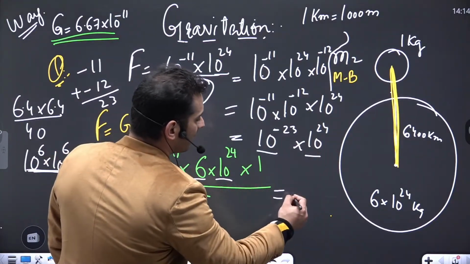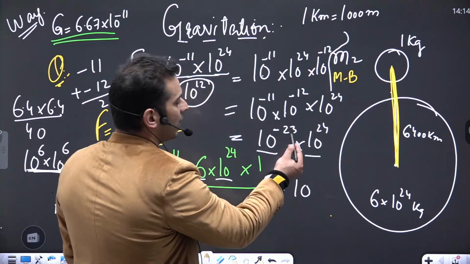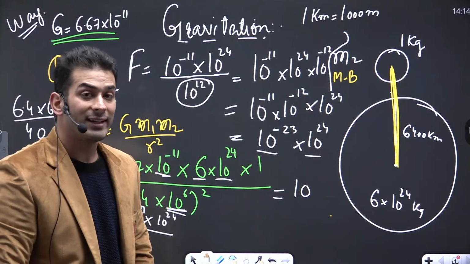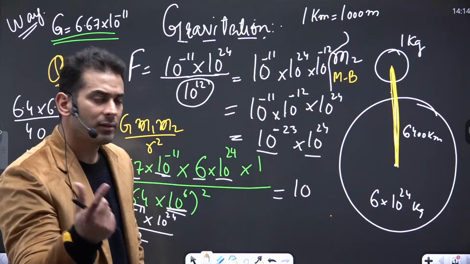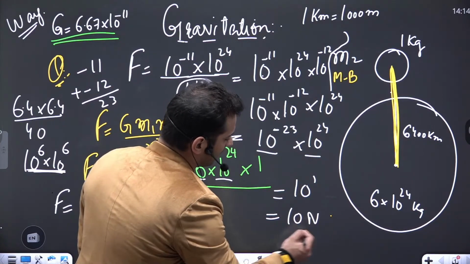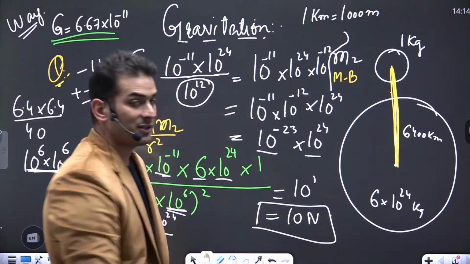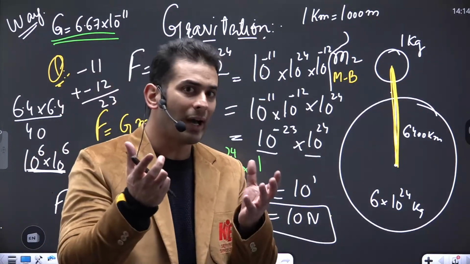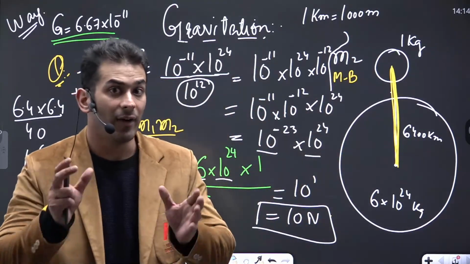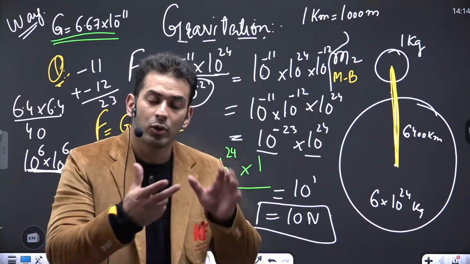These two terms will add out. This will be 10 raised power 24 plus minus 23, that will be 24 minus 23, that will be only 1. 10 raised power 1, that is equal to 10. That means the force we got here is 10 newtons. That means the 1 kg mass, 1 kg ball was experiencing a force of 10 newtons towards the earth.